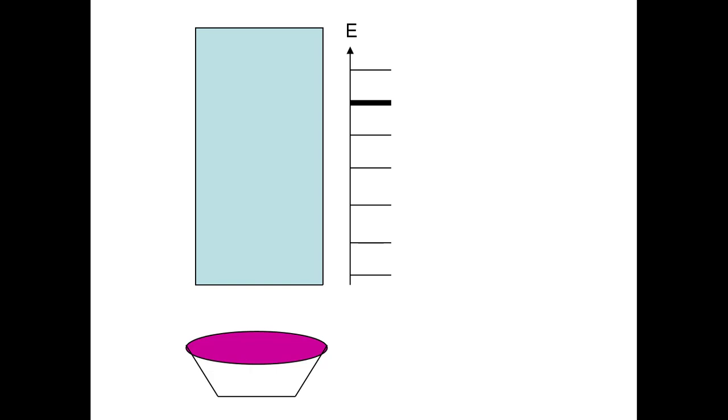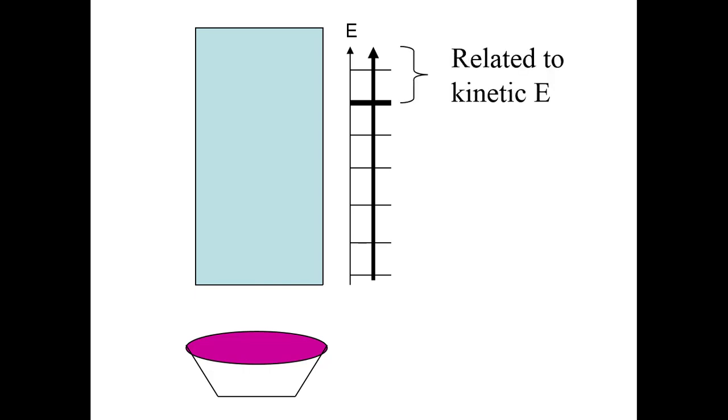In the case of violet light, the energy is above the threshold. In fact, if we use the appropriate electronics to collect the ejected electron, we would find that the extra energy above the threshold is related to the kinetic energy of the electron.